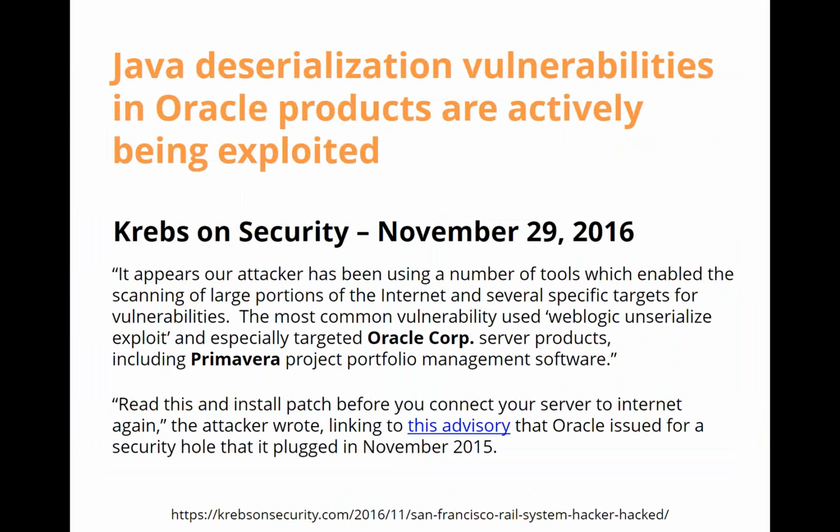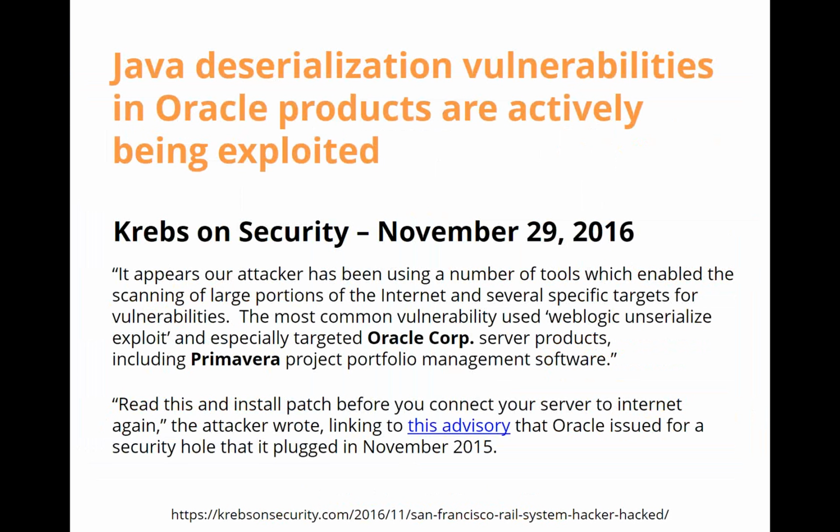A couple days ago, he actually released a report on his website, KrebsOnSecurity.com, regarding deserialization bugs in Oracle products and tracking down the San Francisco Metro attacks. I don't know if everyone knows on the call, a couple weeks ago the San Francisco Metro had a ransomware attack and they were compromised, and a number of their machines were encrypted, and you had to pay money to the attacker in order to unencrypt those.